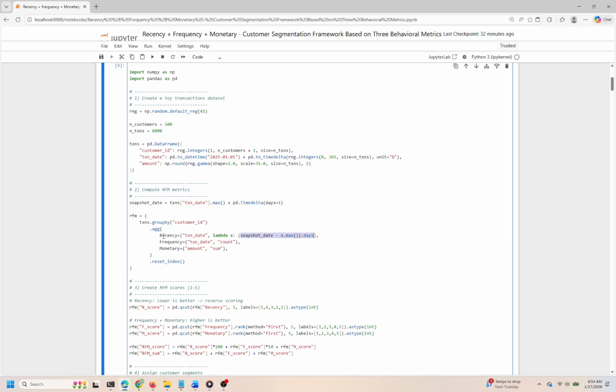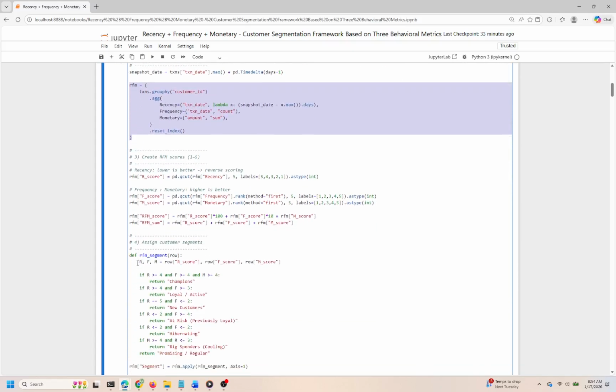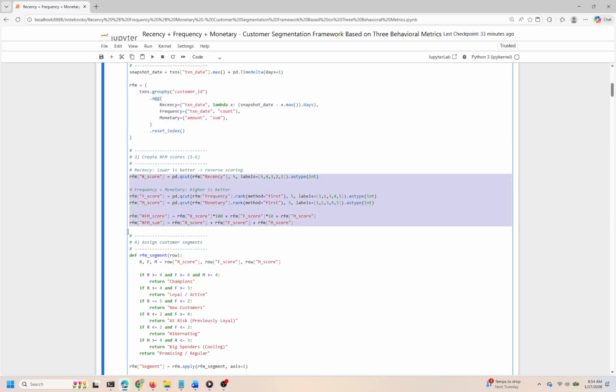The RFM scores are generated in the next step, and here we assign scores on a scale from 1 to 5. Recency is measured such that a lower score indicates more recent activity, while frequency and monetary values reward higher scores. It's essential to ensure that the data is well distributed, and potential issues with outliers could skew the scoring process. Following the scoring, we define a function to categorize customers into segments based on their RFM scores.